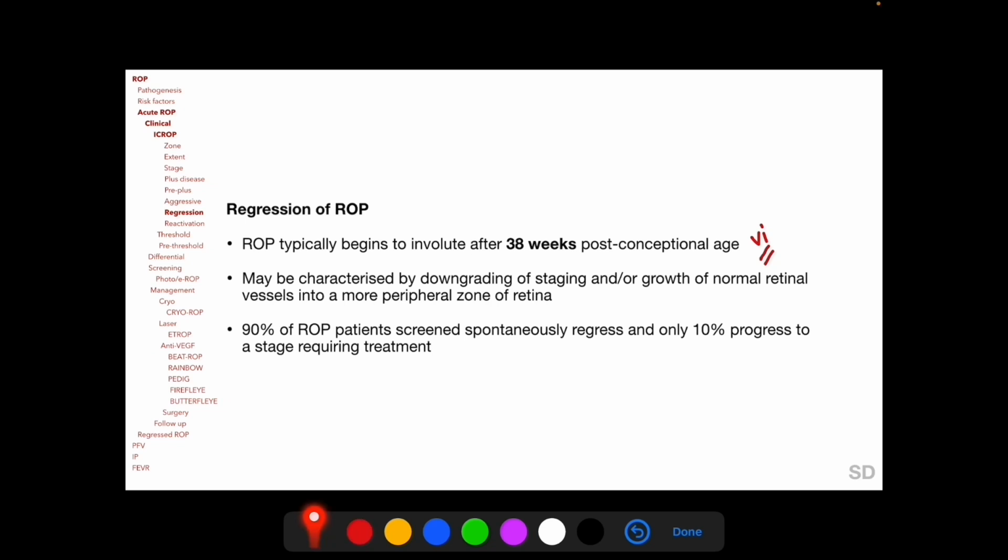And regression of ROP may be characterized by either downgrading of staging or growth of normal retinal vessels into a more peripheral zone of the retina. And as we have already mentioned, the predominant majority of ROP patients screened spontaneously regress, and only 10% of ROP patients screened progress to a stage requiring treatment.